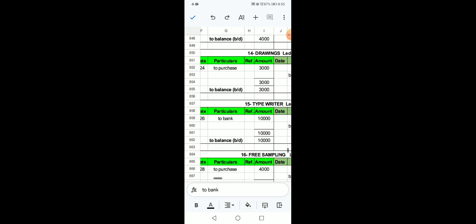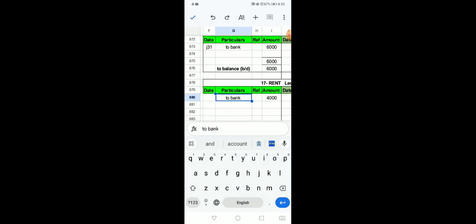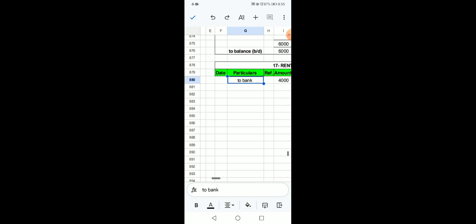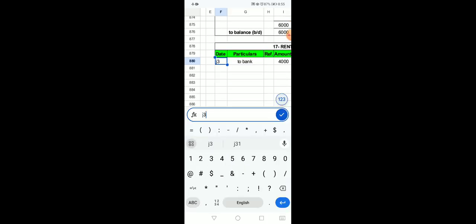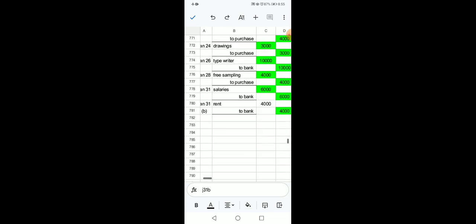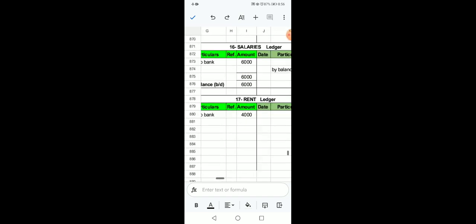See what is the reference written on the opposite side. "To bank" is written at the opposite side, so you will be writing bank in the particulars column. See what was its date, January 31B. So you need to put January 31 but B entry. So here you have posted for January 31B. It means this entry is posted. Mark it as done. Nothing else is present elsewhere, so all posting related to the rent ledger is completed.